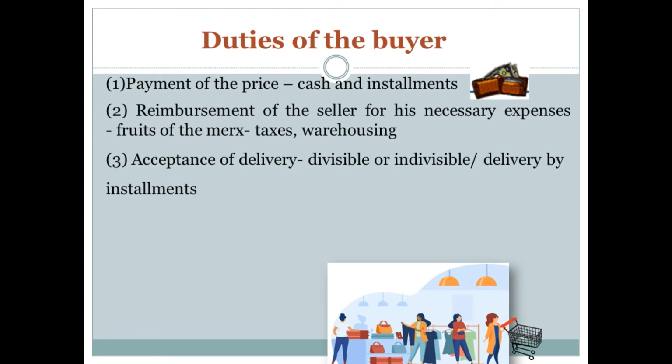Acceptance of delivery in both divisible and indivisible deliveries. Buyer should accept delivery on time and at the place agreed in the contract. If delivery is by installment, buyer should accept all the installments on time. For instance, one can make payment for bread in advance for the whole month, and the bread is delivered every day until the month ends. So the buyer will be expected to accept delivery until the month ends.